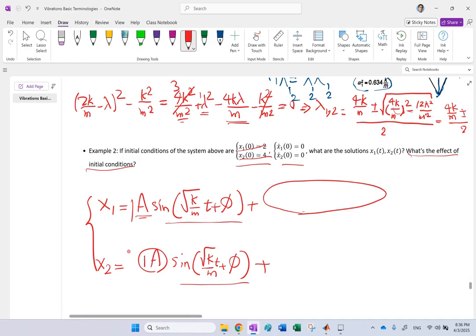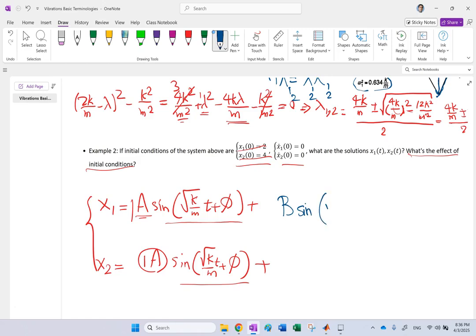Now when I go to the second part of the solution, the second harmonic, if I call that coefficient b, and it is sine of the second harmonic, which is this one, plus another angle, let's call it psi, what coefficient do I use here with the same frequency?